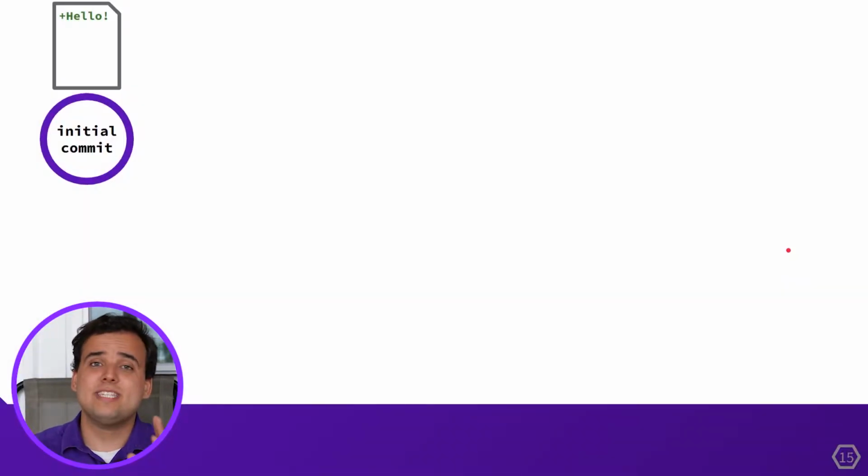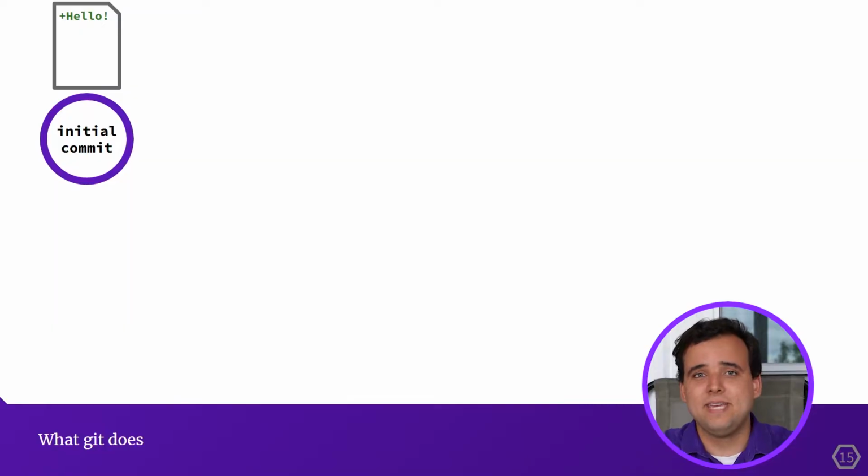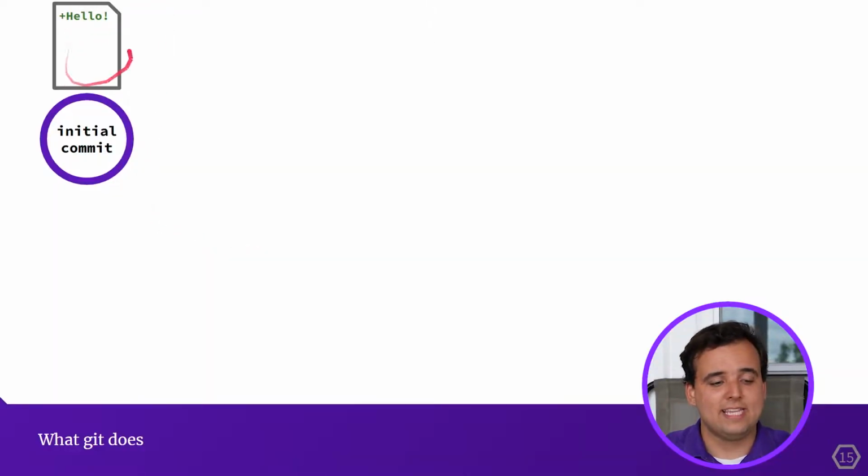So, how does Git actually work in practice? Well, the first concept you have to understand is the idea of a commit. A commit is Git's term for a snapshot of the repository. It's a complete copy. So here we have a single file, and we're going to call that our initial commit.